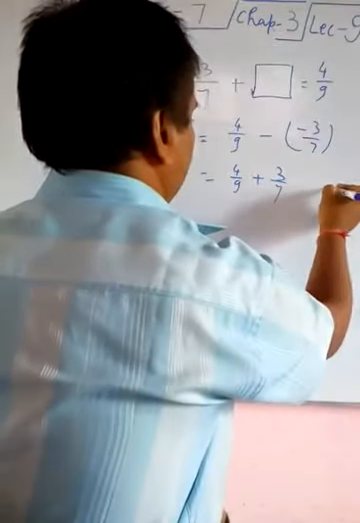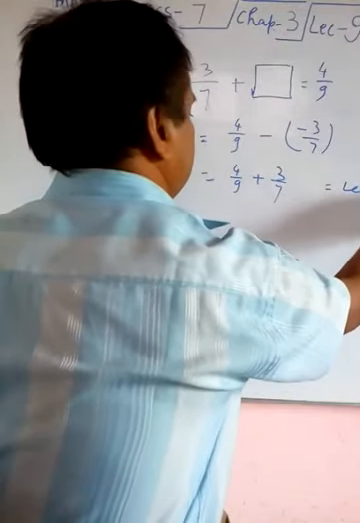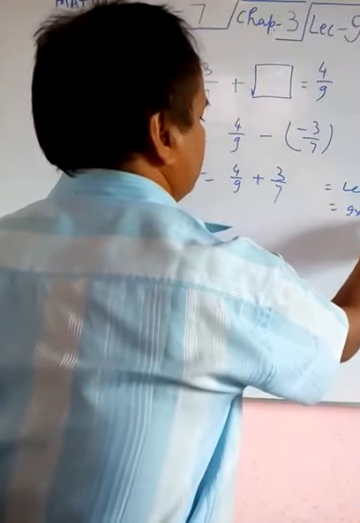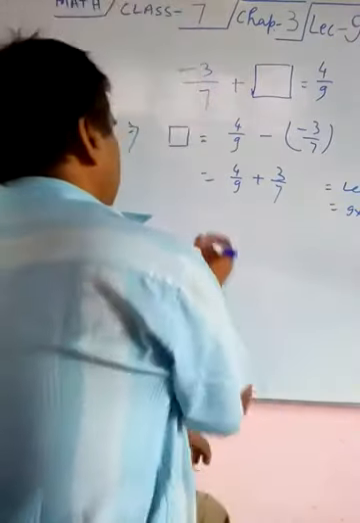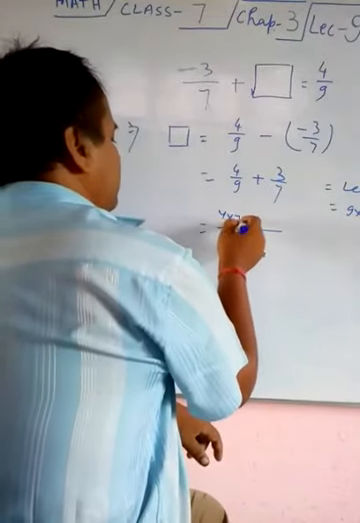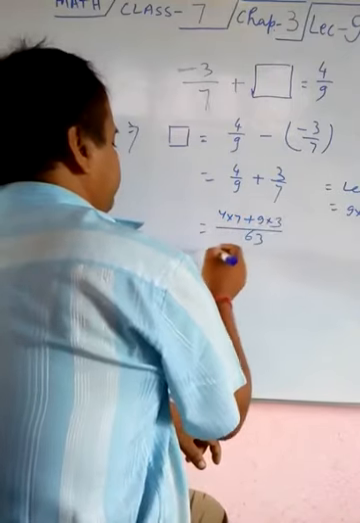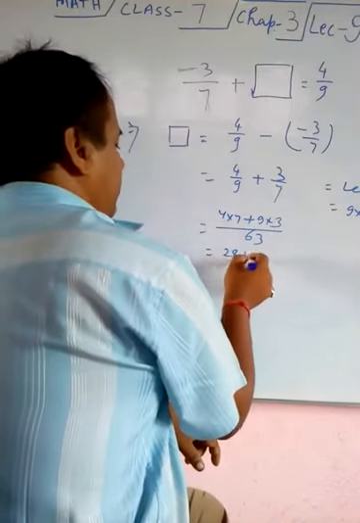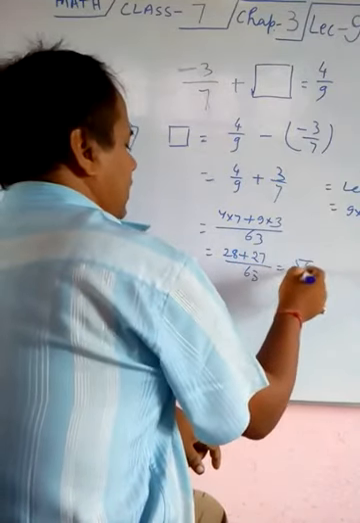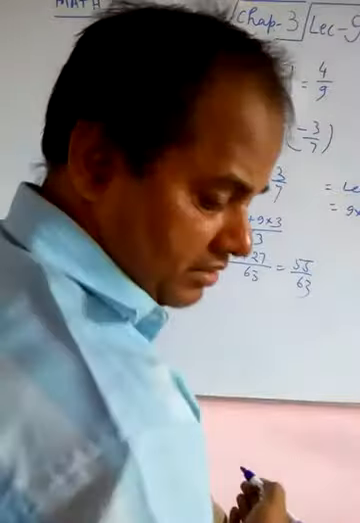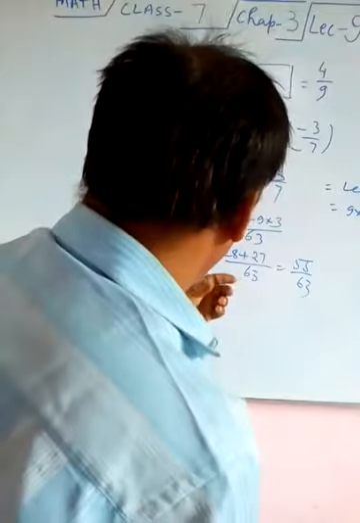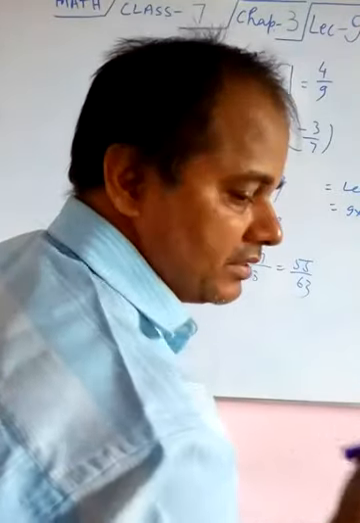So here we have to take the LCM of 9 and 7, and it is equal to 9 into 7, 63. That means 63 you have to write here, and cross multiplication will take place. So 28 plus 27 by 63, that is 55 by 63. Hence here we have to insert 55 by 63.